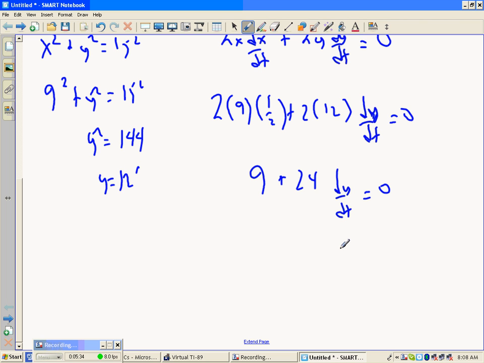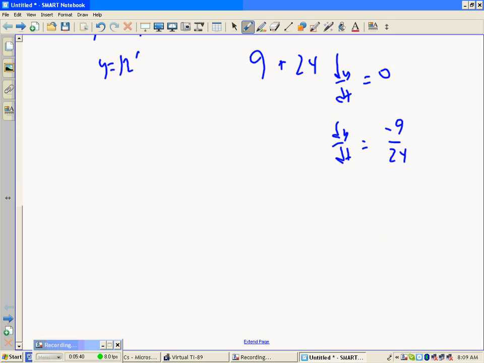Subtract 9 divided by 12, 24, right? So dy/dt is going to be negative 9/24. And if you want to reduce, you can reduce by 3, I guess, right? To negative 3/8. Don't forget units.